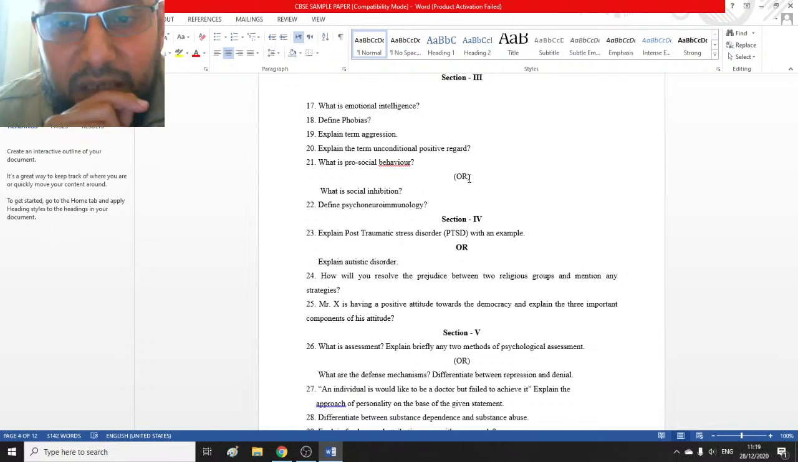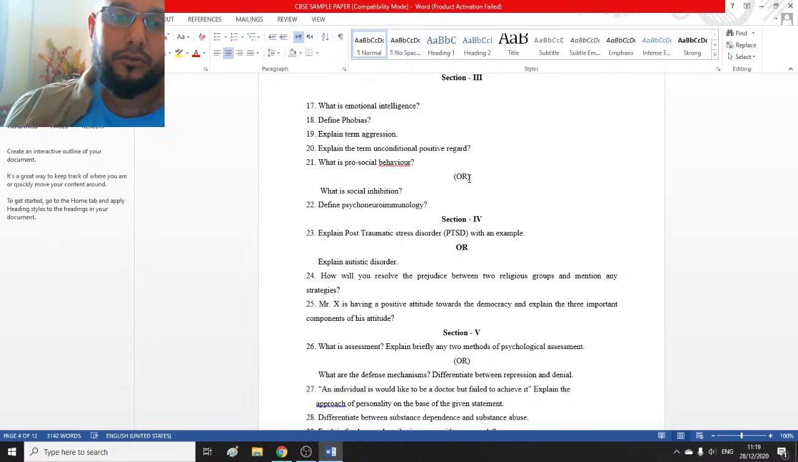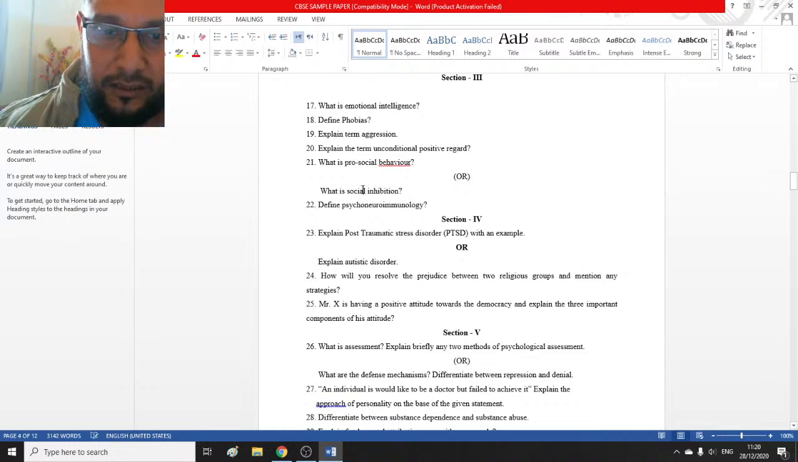Now, what is social inhibition? Yes, social inhibition refers to a decrease or decline in the level of performance of an individual in the presence of a group of audience. That is the social inhibition.